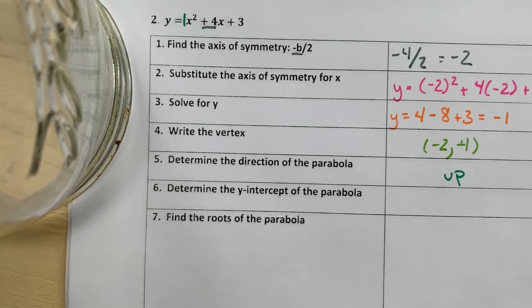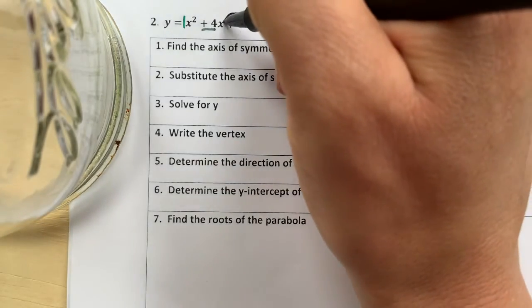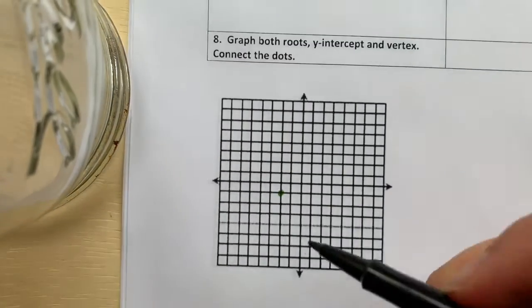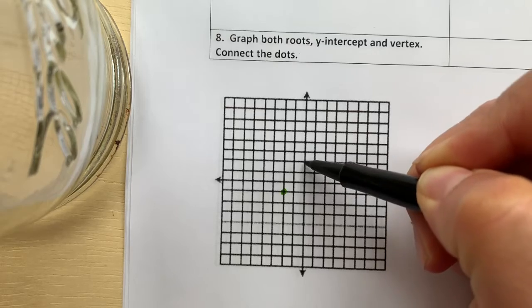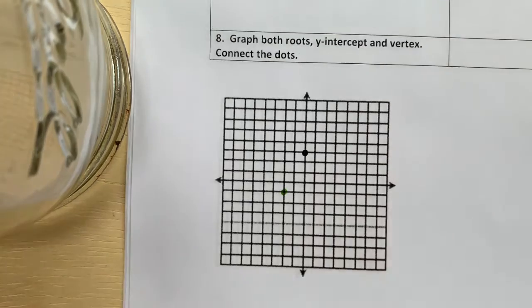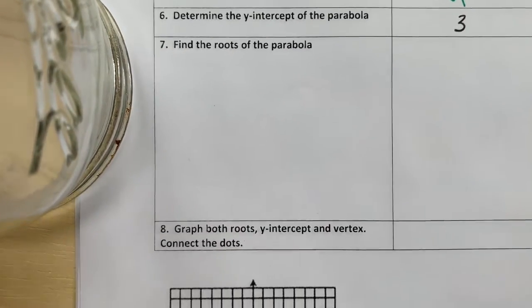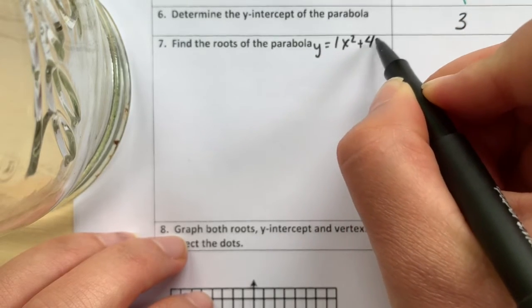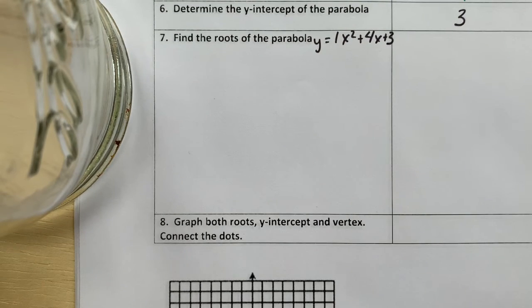Then we have to determine the y-intercept. So our y-intercept is always our constant, which is a positive 3. So I'm going to plot that at y equal to a positive 3. Here's my origin. So I go up 1, 2, 3, and that's my y-intercept, where it crosses the y-axis. Now I'm going to rewrite my equation just so that we can see it. 1x squared plus 4x plus 3. You already have that written in front of you, but you can't see it on my paper.